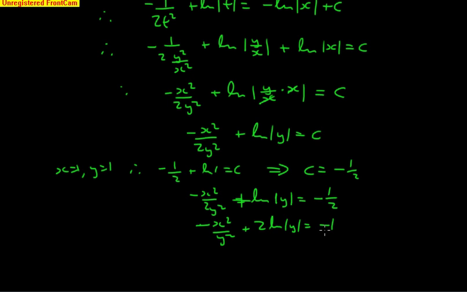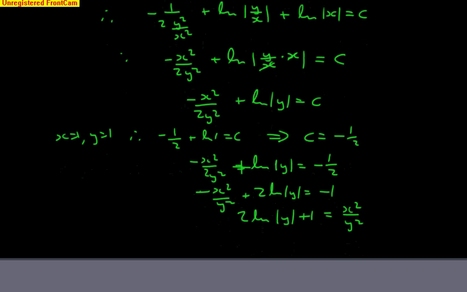Now I'm going to add 1 to both sides. And I'm going to add x squared over y squared to both sides. So that'll give me 2 ln mod y plus 1 on the left hand side. Adding that to both sides, the x squared over y squared goes away from there, and I'm going to get x squared over y squared there. And finally, I'm now going to multiply both sides by y squared. So I'm going to get y squared times 2 ln mod y plus 1.